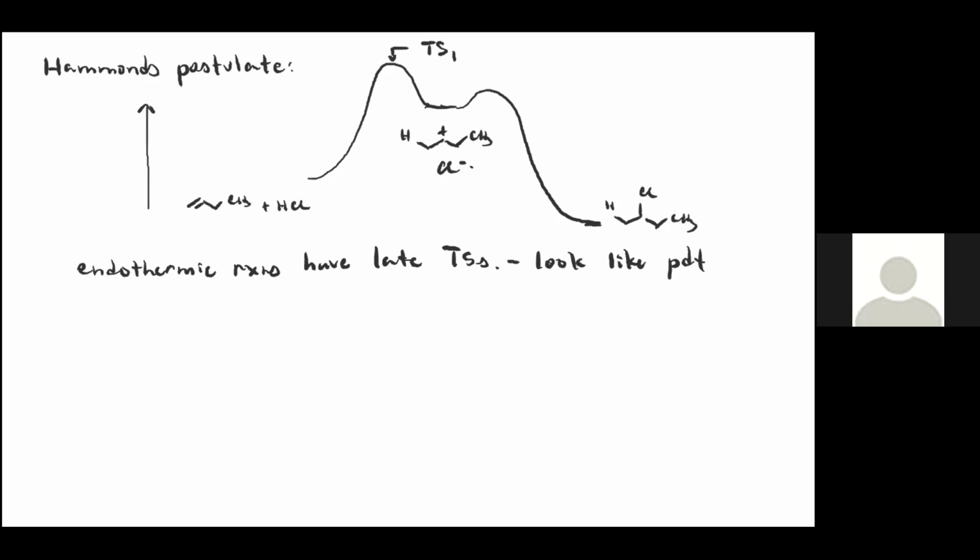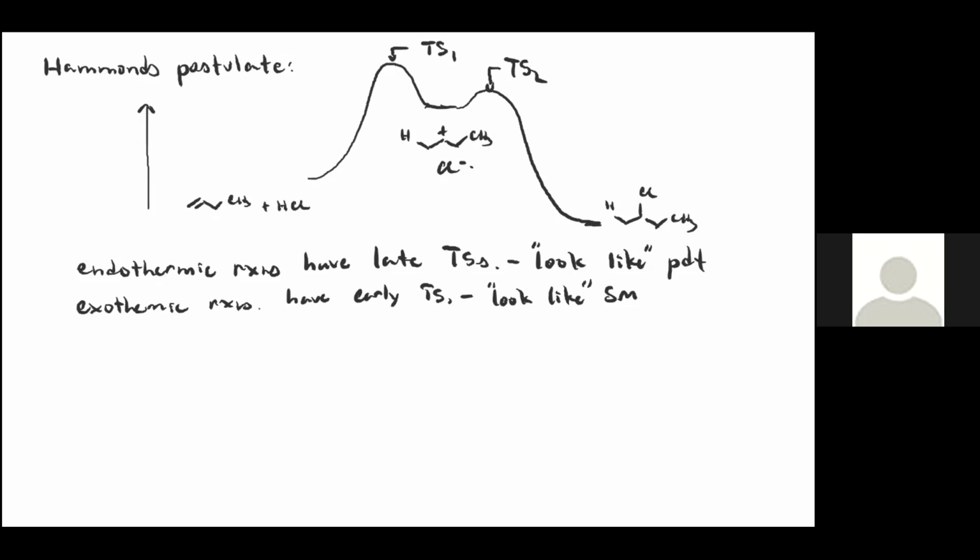And then exothermic reactions, we say, have an early transition state. They look like starting material. Okay, so we can apply that to the second step of the reaction here. You can see that for TS2, it is much closer in energy to the carbocation than to the final product of the reaction. And so TS2 resembles more closely the carbocation, okay?